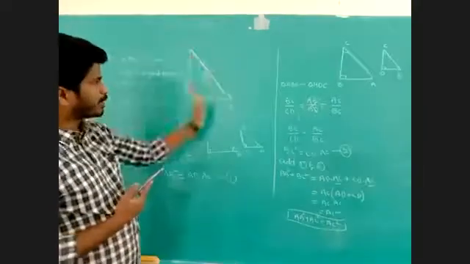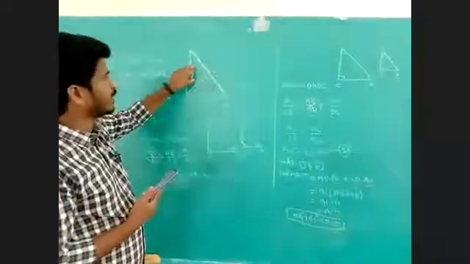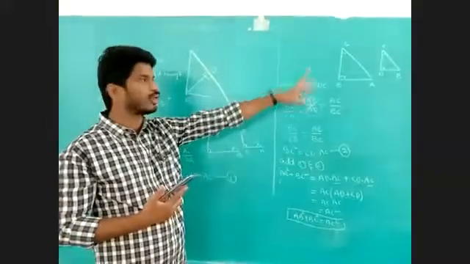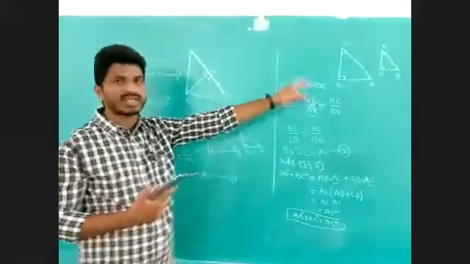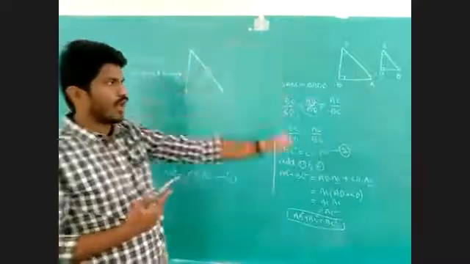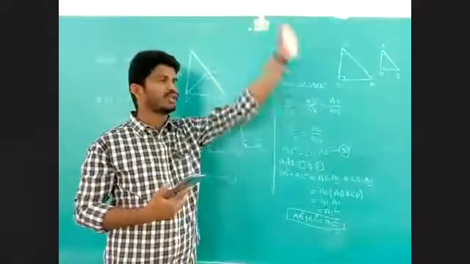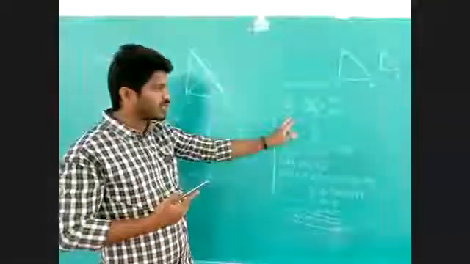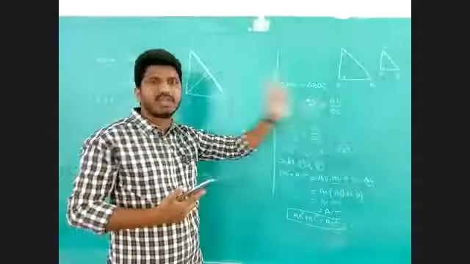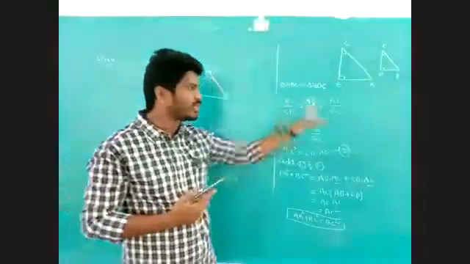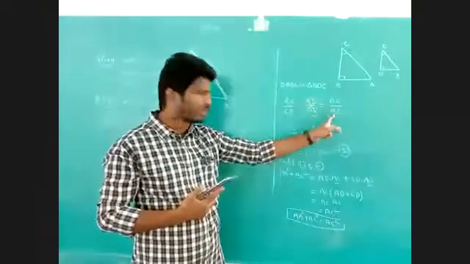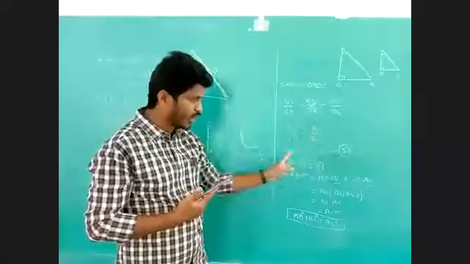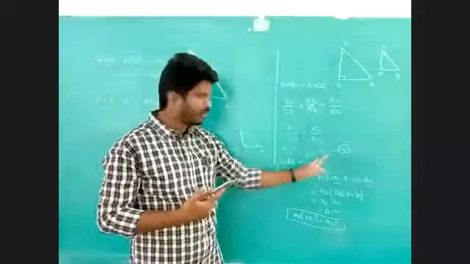Next, take again the big triangle and the second part. The second part is CDB. Triangle ABC is similar to triangle BDC. If these two triangles are similar, corresponding sides are in proportion: height by height, base by base, hypotenuse by hypotenuse. From these, identify only two corresponding sides where one side is common, that is BC and BC. Do cross multiplication: BC into BC, BC square equals CD into AC. This is equation number 2.